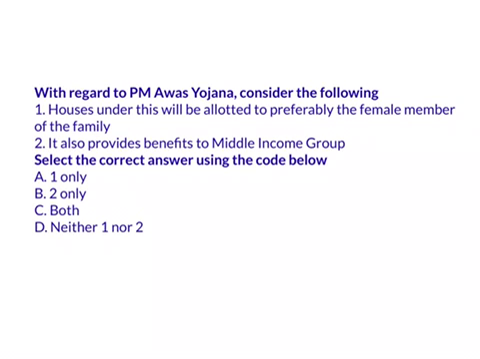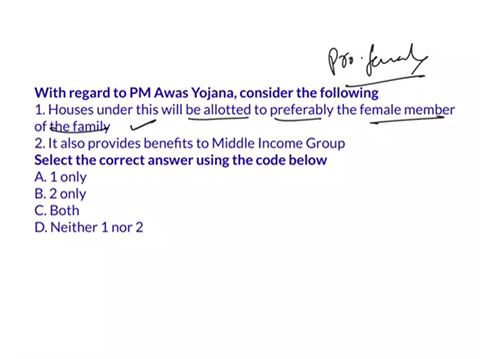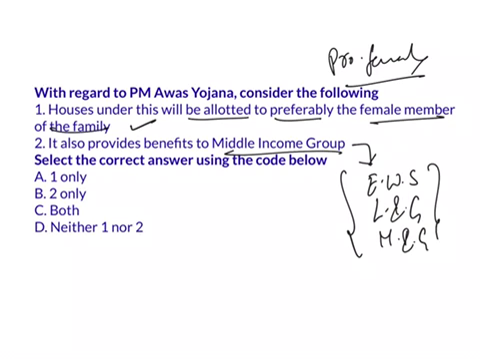The next question is, with regard to Pradhan Mantri Awas Yojana, consider the following statements. Houses under this scheme will be allotted preferably to the female member of the family. Yes, it is a pro-female scheme. And the next one is, it also provides benefits to middle income groups. Yesterday we have seen that the beneficiaries under this scheme were 3 groups: economically weaker sections, low income groups and middle income groups. All these 3 were the beneficiary groups under this scheme. So as both the statements are correct, the answer here is C. Both are correct. Now let's start today's session.